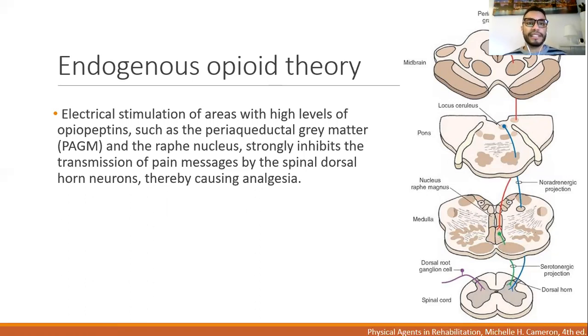Okay, so those are the two major and accepted theories for pain control. And they are extremely important to understand because when we use TENS, we will learn in another video, TENS can inhibit or can activate different types of fibers. Okay, so that's it for now.